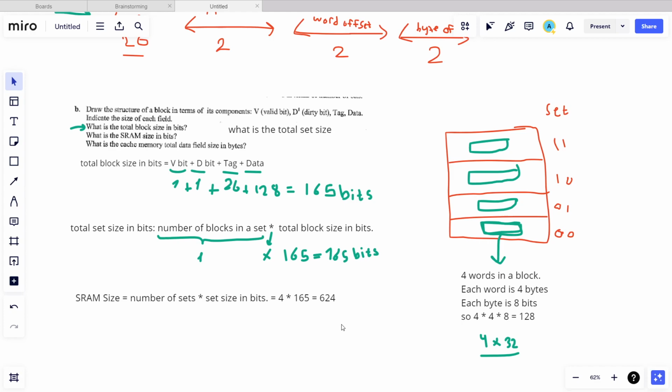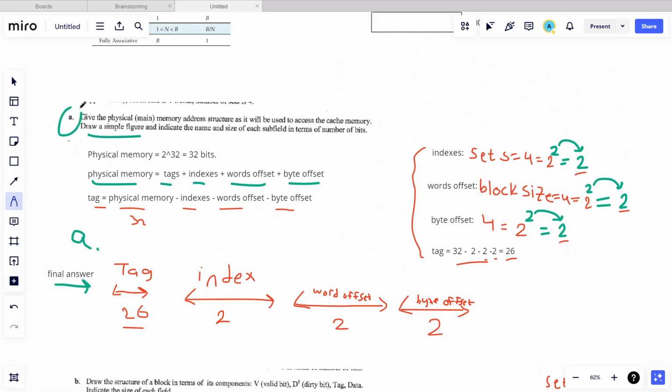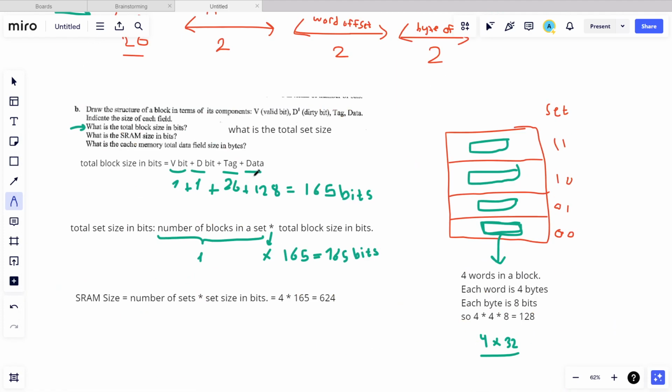Let's go back. What we said last time: v-bit is 1 bit, d-bit is 1 bit, and tag is 26 bits. We took it from the previous question, which is question A. And data is going to be the number of words in a block, times the word size in bits.